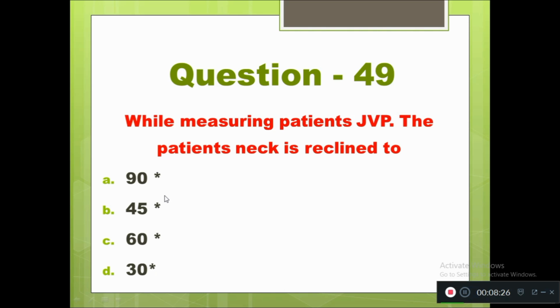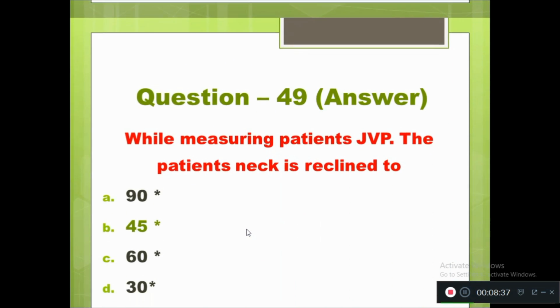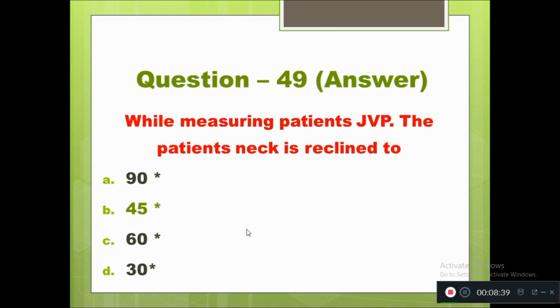Option A 90 degree, option B 45 degree, option C 60 degree, option D 30 degree. The patient's neck is reclined to 45 degree when you measure jugular venous pressure.